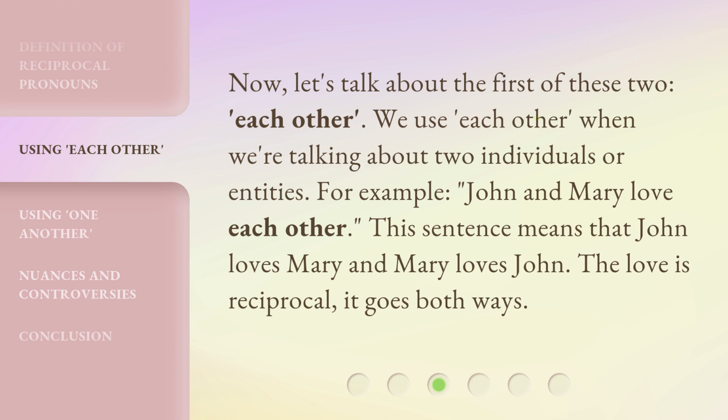Now, let's talk about the first of these two, each other. We use each other when we're talking about two individuals or entities. For example, John and Mary love each other. This sentence means that John loves Mary and Mary loves John. The love is reciprocal, it goes both ways.